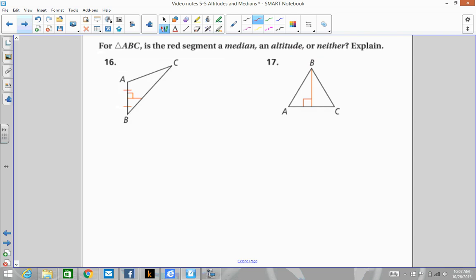All right, so for the next one, it says, for triangle ABC, is the red segment a median, altitude, or neither? And be able to explain why. So if we look here, it does go through the midpoint, and a median would do that. It does make a right angle, which an altitude would do, but it does not go through any of the vertexes. So since it doesn't go through the vertex, the median is out and the altitude is out. So this is neither a median nor an altitude. It actually is a perpendicular bisector from the last unit. Okay, let's look at the next one. It goes from a vertex, makes a right angle, so this would be an altitude. There are no midpoints, so it's not a median.